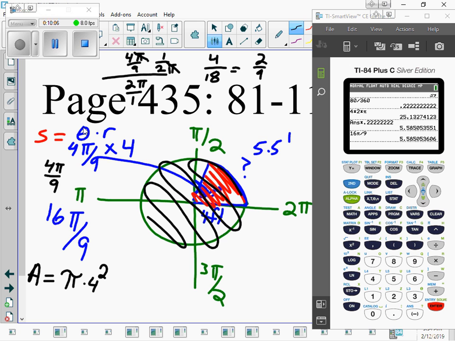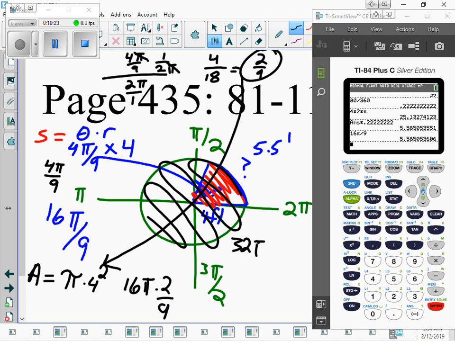Okay? So what do I do with 2/9? I times it by the total area of 16 pi times 2/9. And that gives me 32 pi over 9. And then that would be square feet. Okay? There's got to be an easier way to figure that out, right?